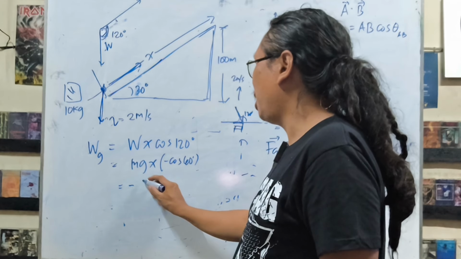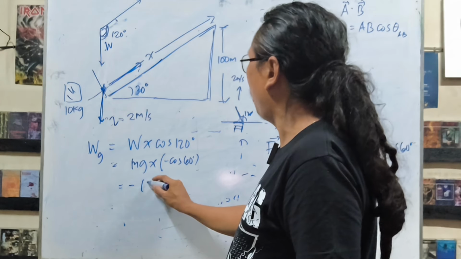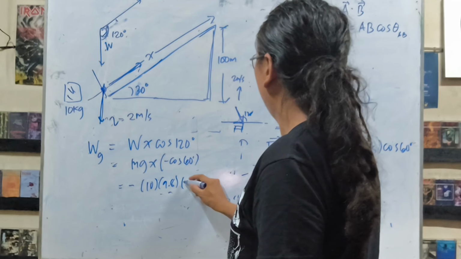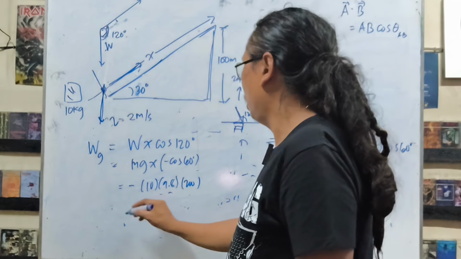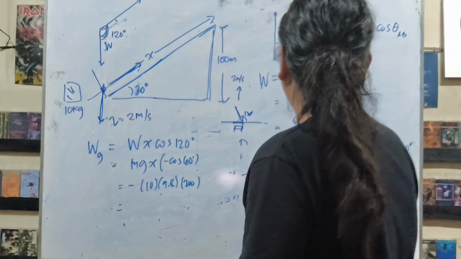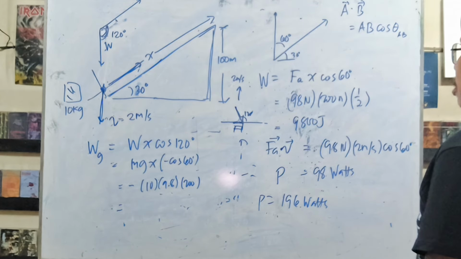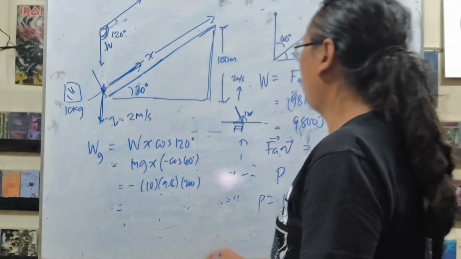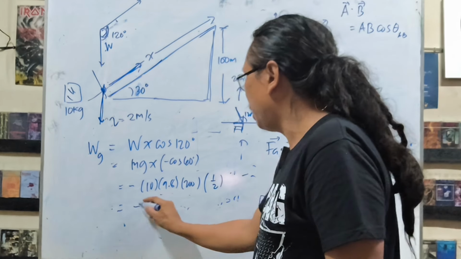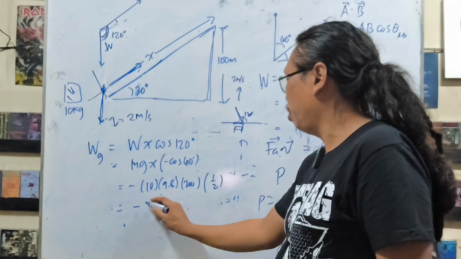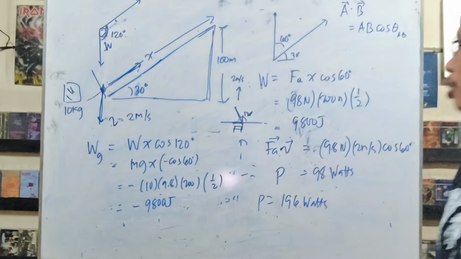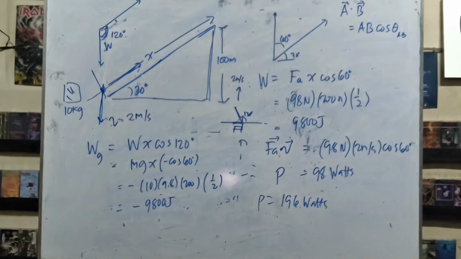So this is negative, what was the m? 10 times 9.8 times, what was that? 200. Okay? So 98 times 200 times 1 half, and you get negative 9,800 joules.